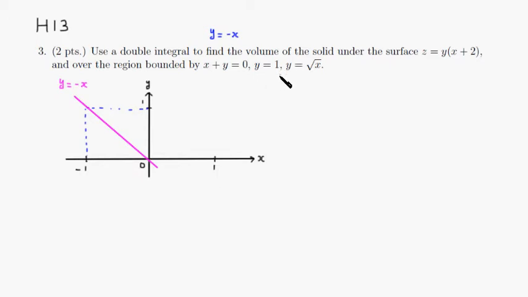And also y equals 1, so that's just a horizontal line through 1, so that's easy to draw. And then y equals square root of x. So that's going to go through 1 comma 1 as well. So I'm going to draw a dotted line. The graph of the square root of x looks kind of like this. So the region we are looking at is going to be right here. So this is the region on the xy plane.